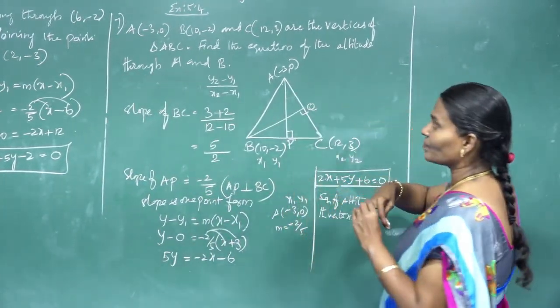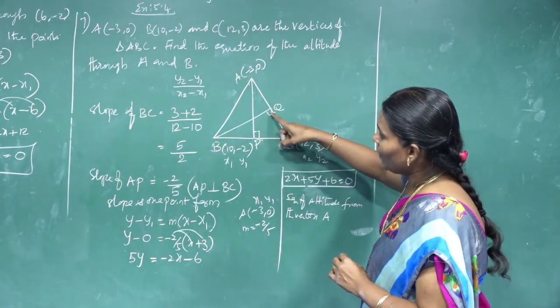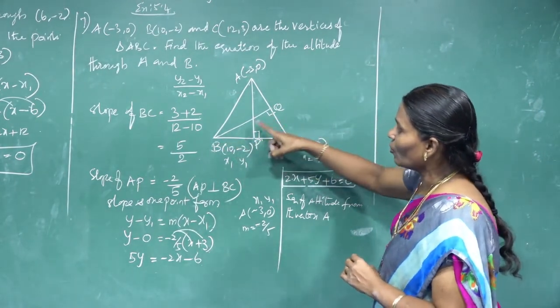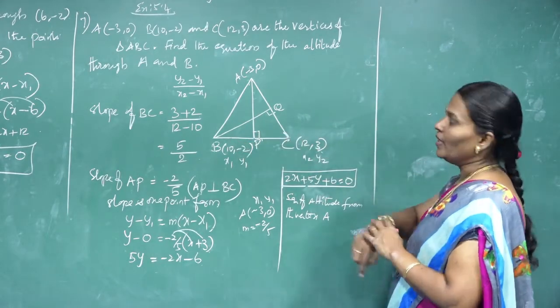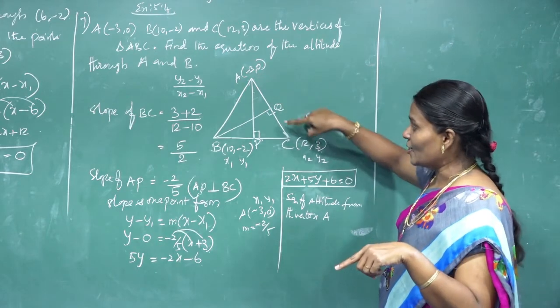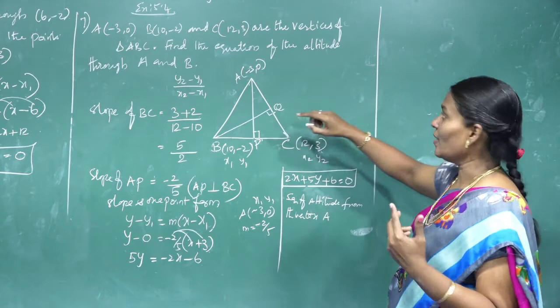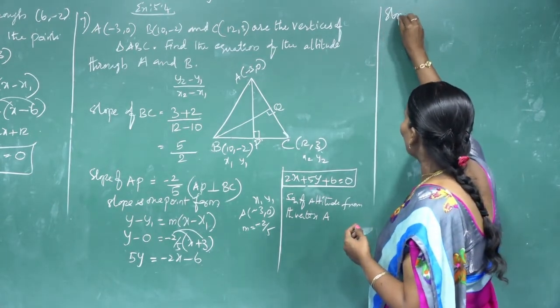And now see, this is B. From the vertex B, the altitude is BQ. You can't find the Q point, but you can find the slope of AC and the slope of BQ. So first find the slope of AC.